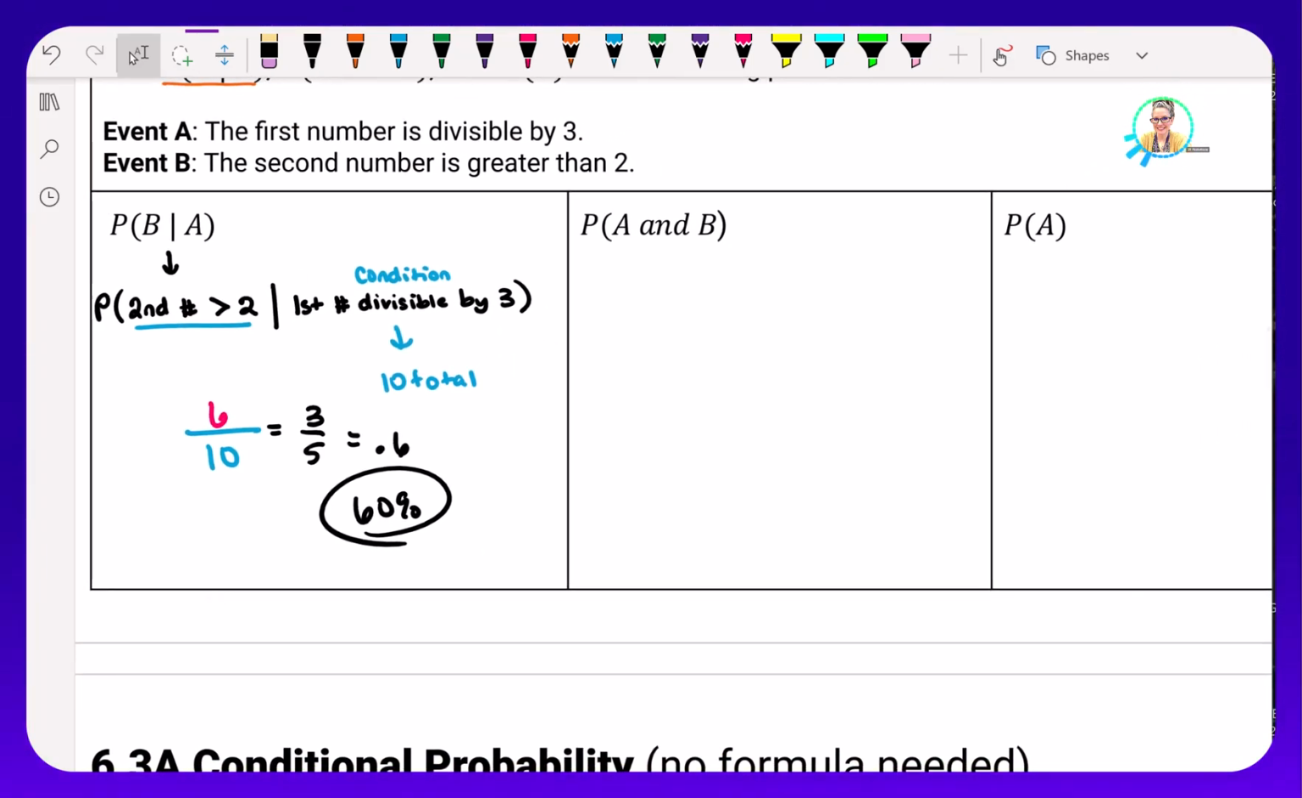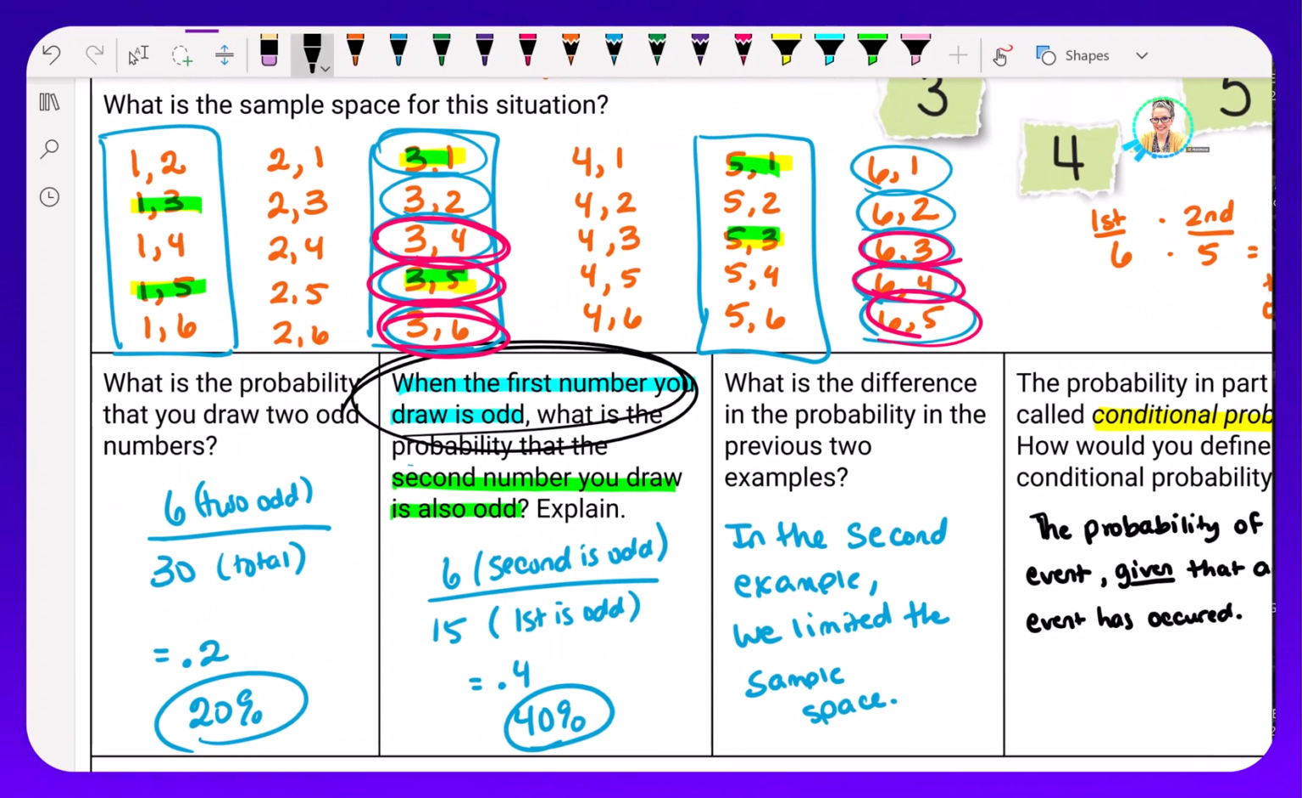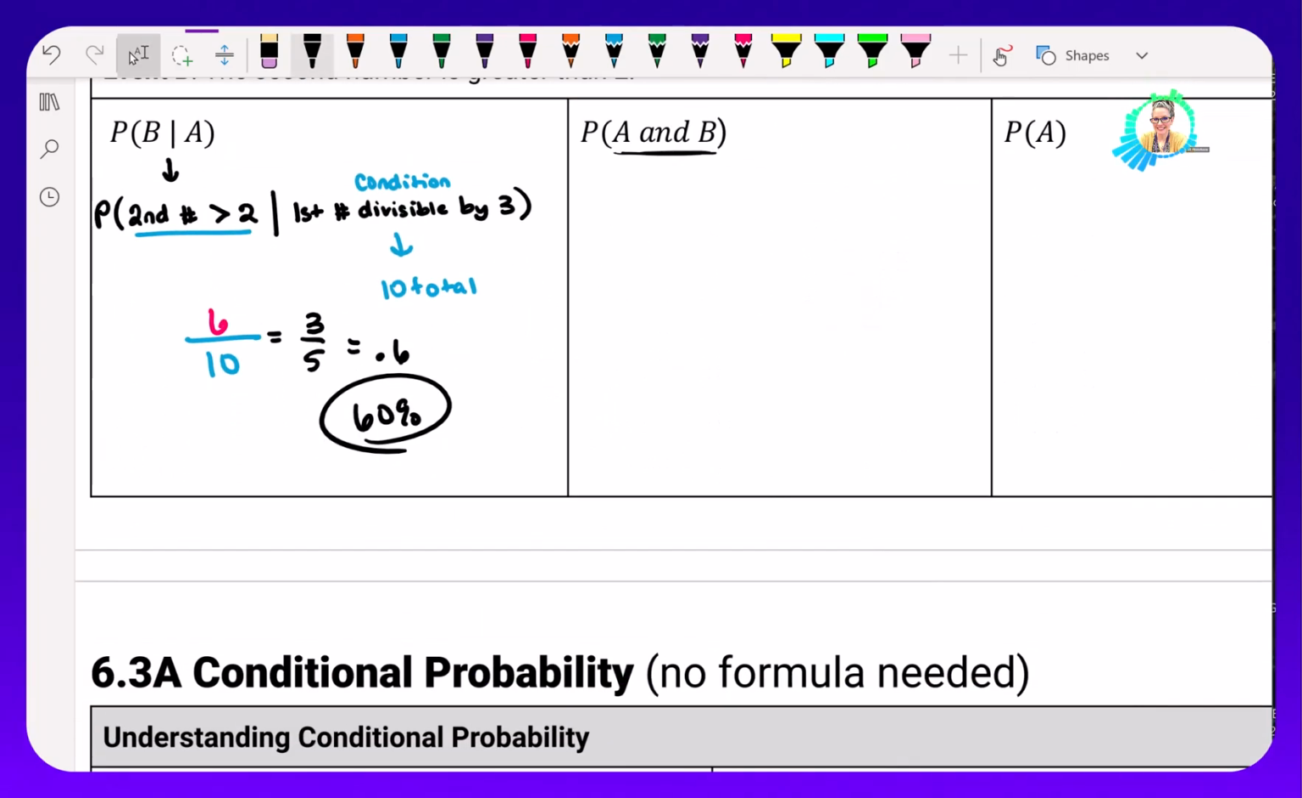Now the second one is not conditional. You need to find the numbers that satisfy both of those at the same time. So I have to have a first number divisible by 3, and I have to have a second number greater than 2. I already have those that are circled right here. These are divisible by 3 and they're greater than 2. So I still have 6, but I don't have a condition to satisfy. I had 30 original, so 6 A and B, 30 total. That's going to give me 0.2 or 20%.